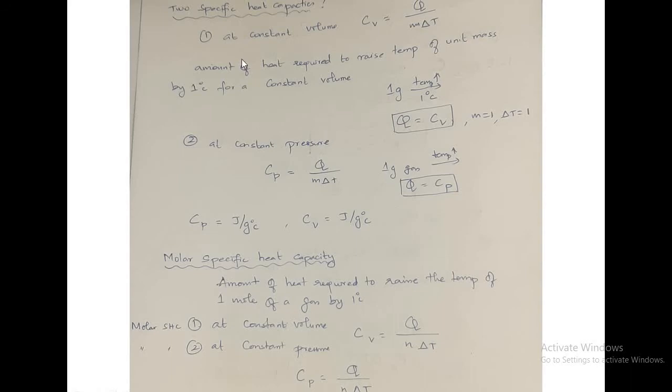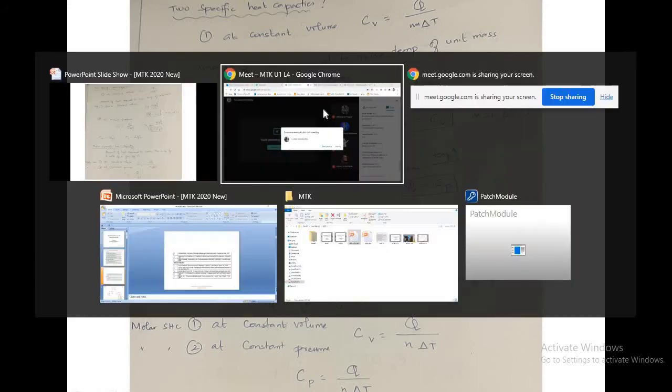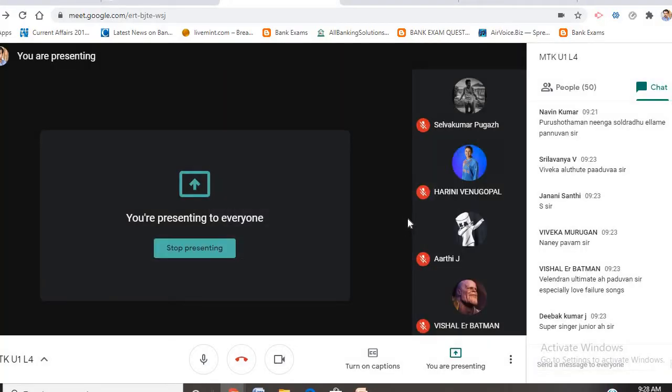So it is understood that for gases, the value of specific heat capacity may range from 0 to infinity. There are two heat capacities, for the conditions of constant volume and constant pressure. At constant volume, the formula is the same; we just change the notation: Cv is equal to Q by M delta T. It is the amount of heat required to raise the temperature of unit mass by 1 degree Celsius at constant volume.